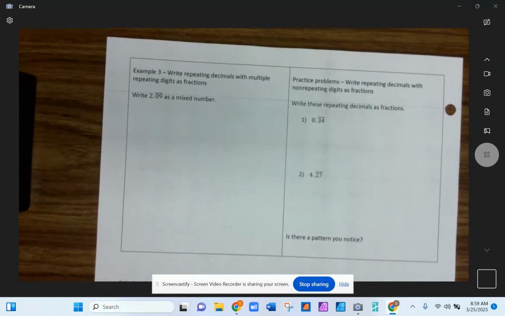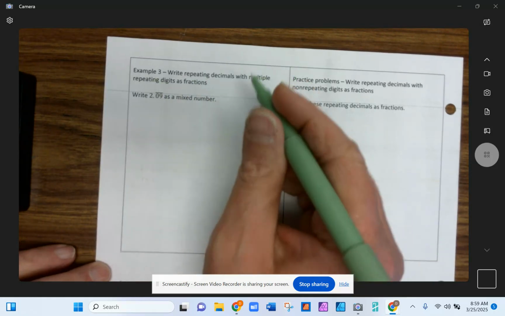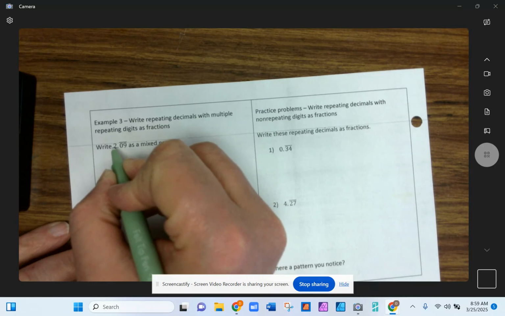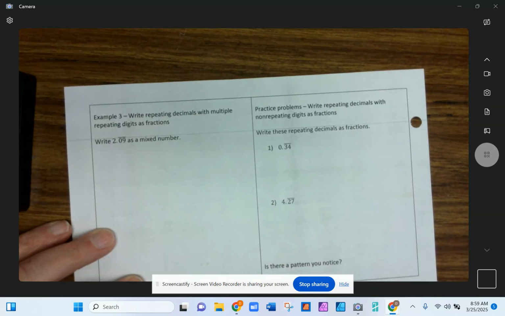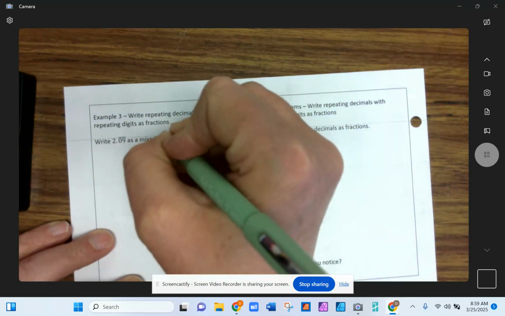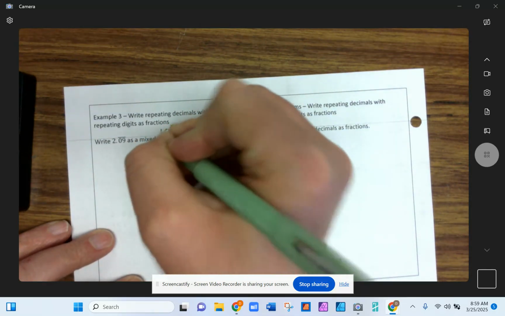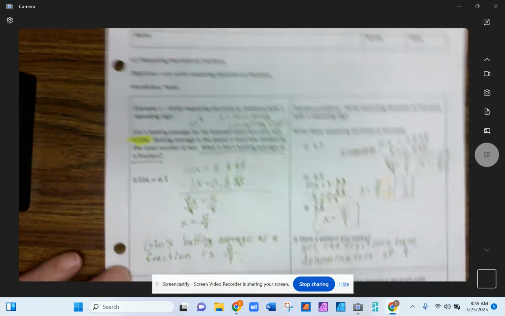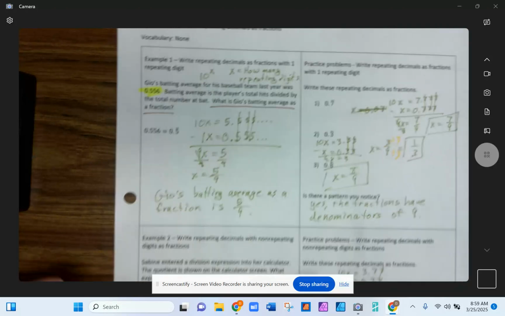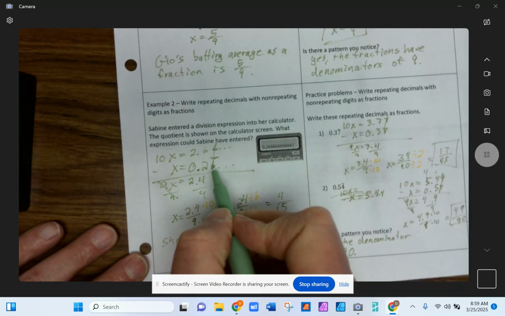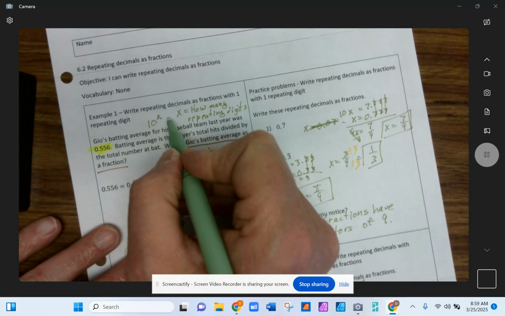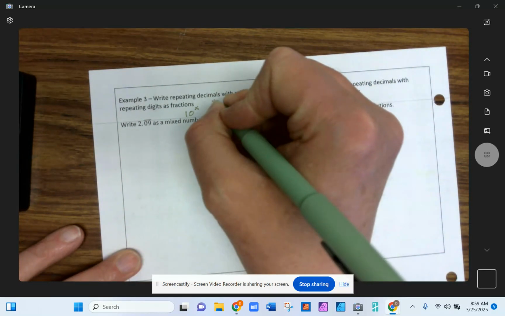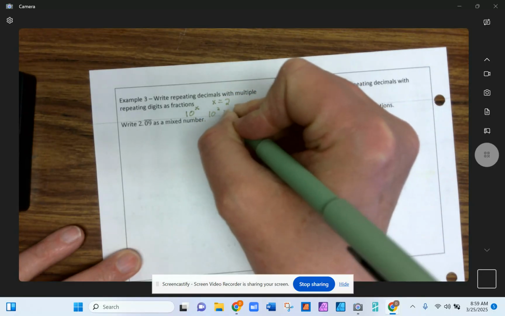Now we get to here, repeating decimals with multiple repeating digits as fractions. So we've got 2.09 here. We're going to write this as a mixed number with a whole number and then a fraction with it. So in the first example, we saw that we're actually multiplying both sides by 10 to the power of x, where x is the number of repeating digits, right? In the previous two, we only had one digit that was repeating, right? So that's 6 in this one. So we multiplied by 10 to the power of 1, which is 10. Now this one, we have 2 repeating digits, so our x value is 2, so this becomes 10 squared, which is 100.